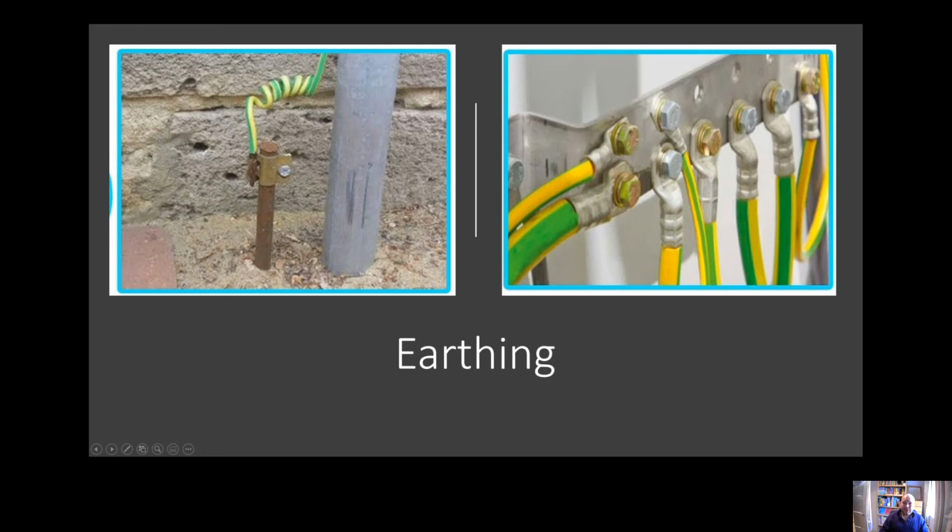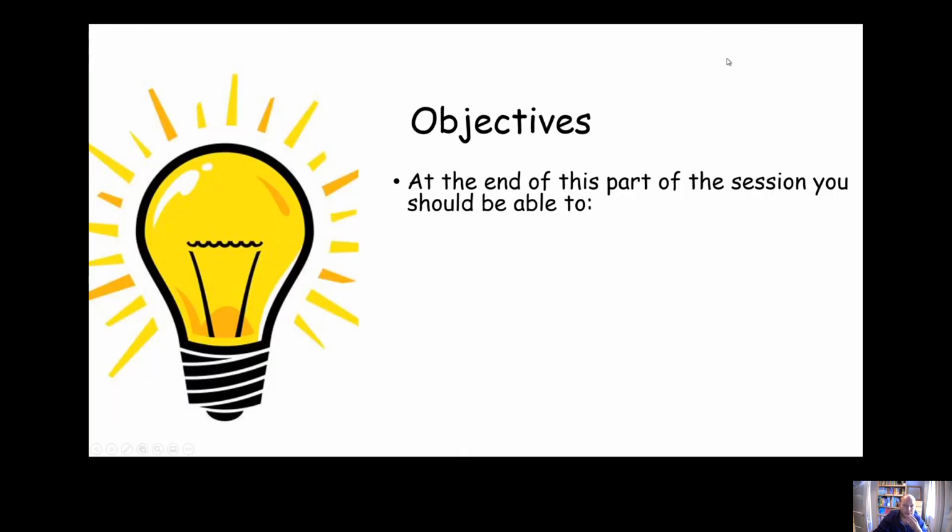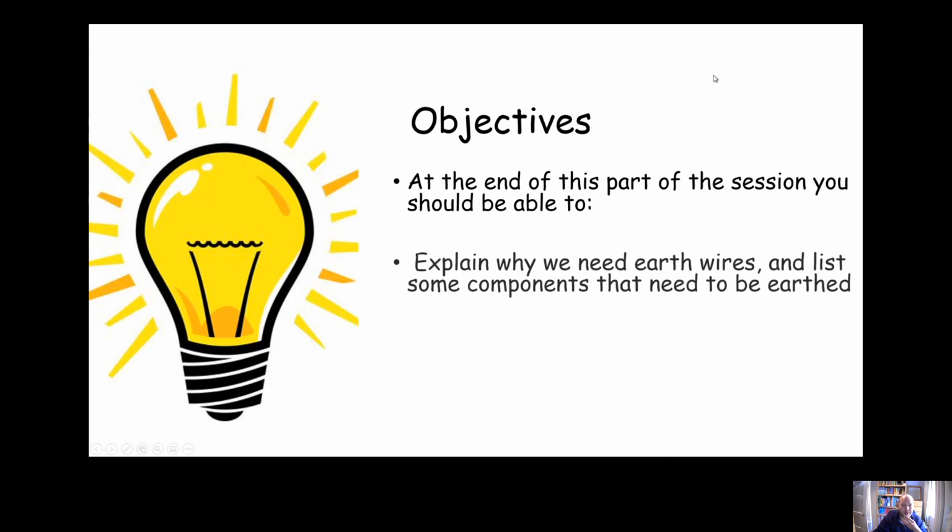Okay, now we're going to look at session 1, part 3, which is earthing. At the end of this part of the session, you should all be able to explain why we need earth wires, and list some components that would need to be earthed.